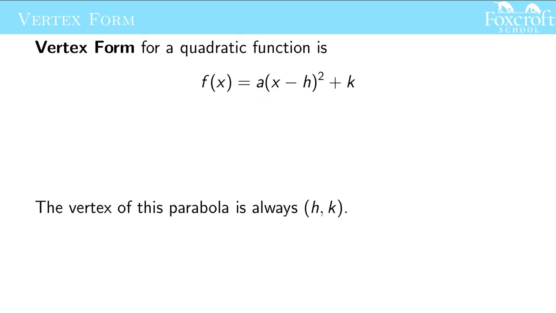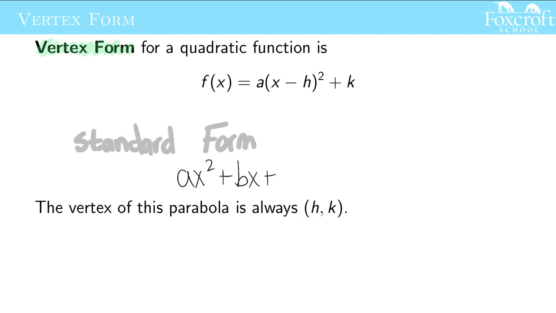And because of this, it is called the vertex form for a quadratic. So vertex form is another way we can write a quadratic. I don't think I actually put it in a slide, but I would say the standard form is the one that we use when we're doing the quadratic formula. The standard form is ax squared plus bx plus c.